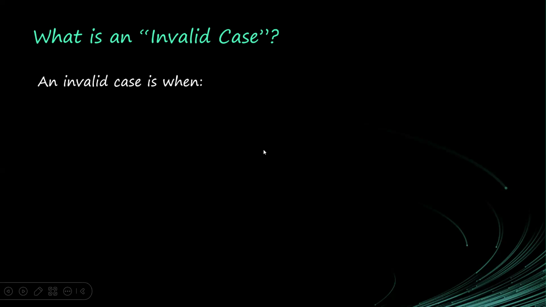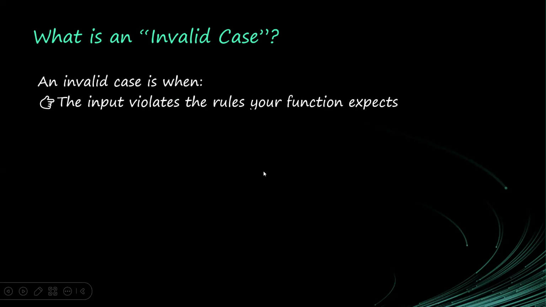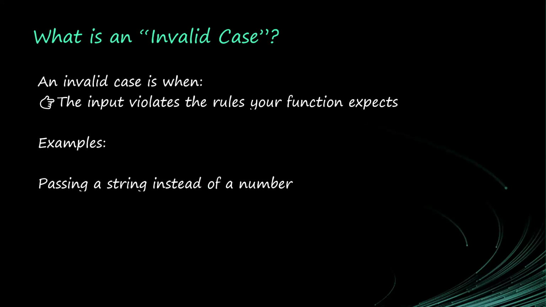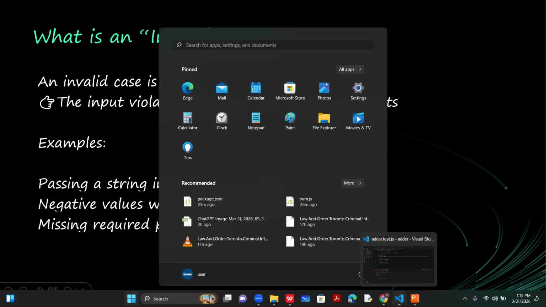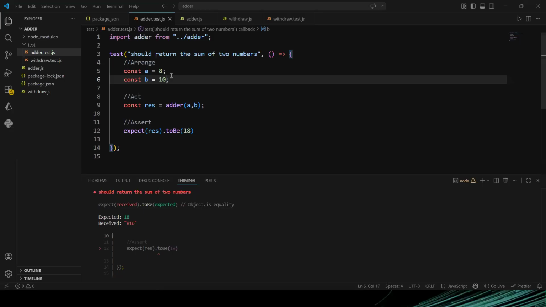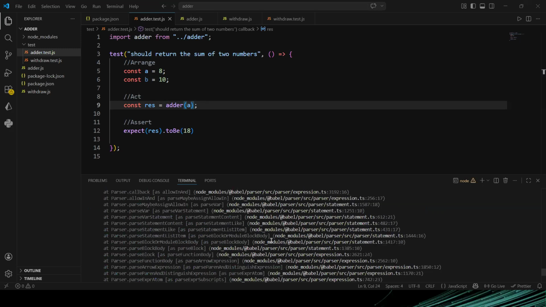So what is an invalid case? An invalid case is when the input violates the rules your function expects. An example is passing a string instead of a number. You just saw it now. Okay. Now, negative values might not be allowed. If you want to take somebody's age, you will not allow negative values. What if the user does not give you the required parameter? So let's go back. In this case, now we are expecting two numbers, right? And then the user only gave us just one. What happens to our test? Let's see. What happens to your function?